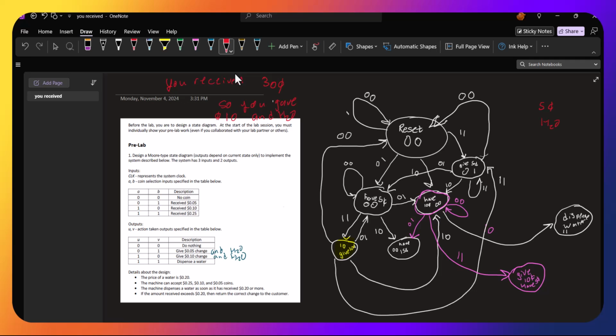You have 15 cents. If you do nothing, that's 0, 0. If you get 5 cents, you go to dispense water. If you get 10 cents, then that's the same as getting a quarter, which is going up here. And if you get 25 cents, then you have 40 cents. So let's say you give 10 cents and you still have 10 cents.